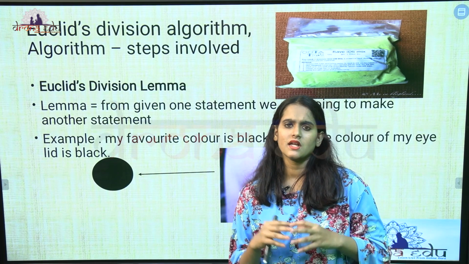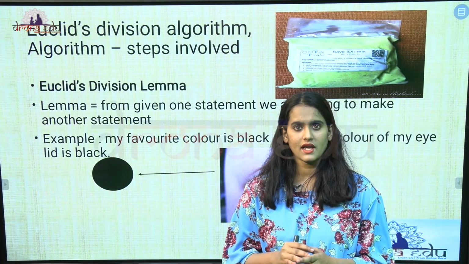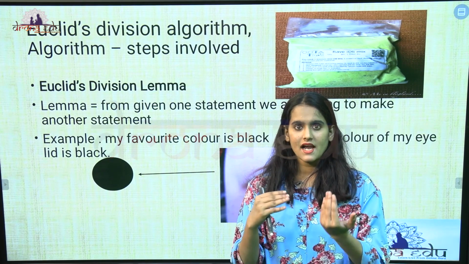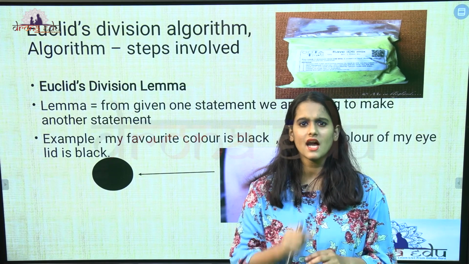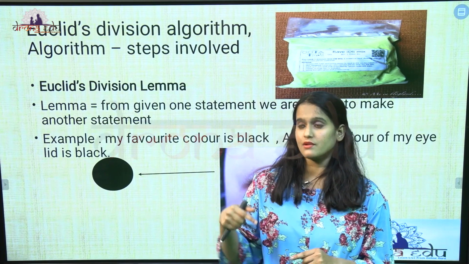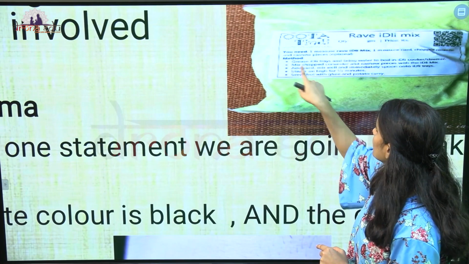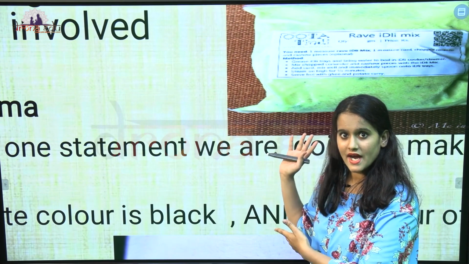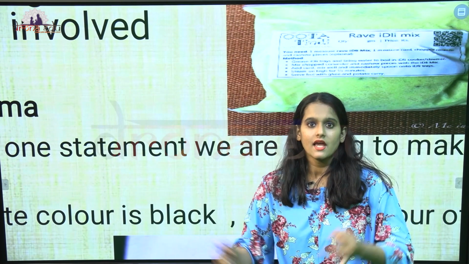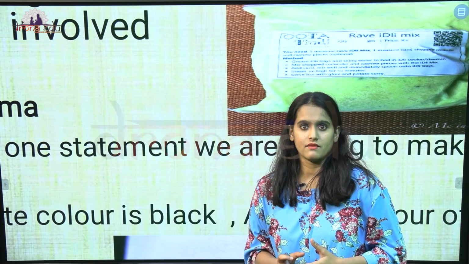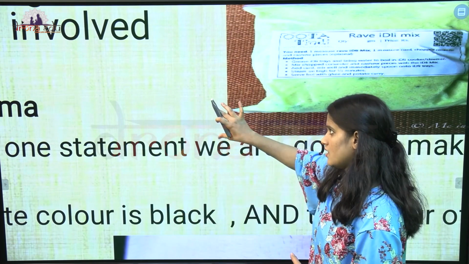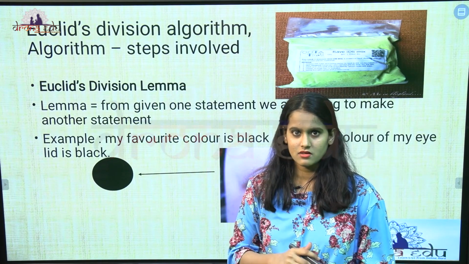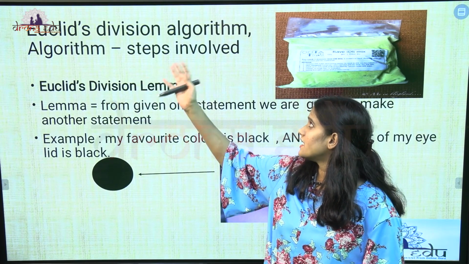For example, if you have seen any instant food, like puliyogare, Maggi, or a rava idli mix, behind the packet you can observe that there are steps given on how to prepare it. Likewise, even for Maggi and puliyogare, they give steps. So the steps involved are nothing but the algorithm. With that I can say this is the Euclid division algorithm.